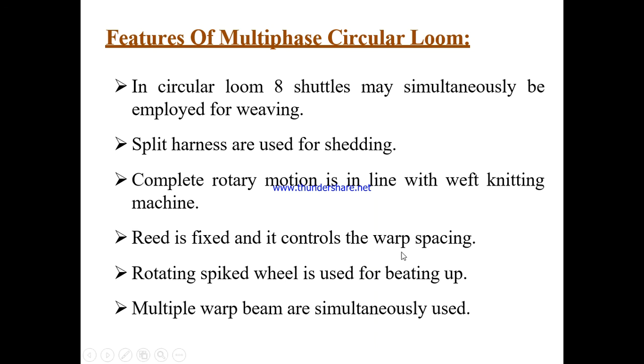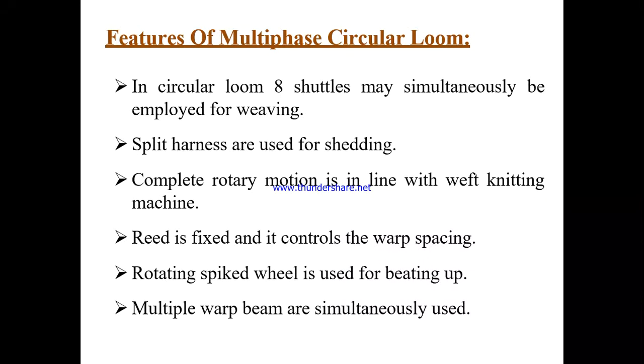The reed is fixed and it basically controls the warp spacing. Here the reed is not there. It is called the spike. The rotating spike wheel is used for the beating up. In multi-phase weaving, multiple warp beams are simultaneously used. I have shown you the diagram where two warp beams are used for the formation of the circular cloth. You can use more than two beams also. So these are all for the multi-phase circular weaving machines.